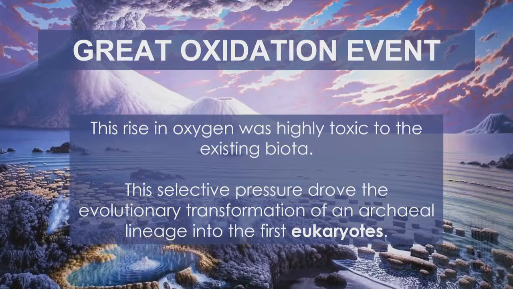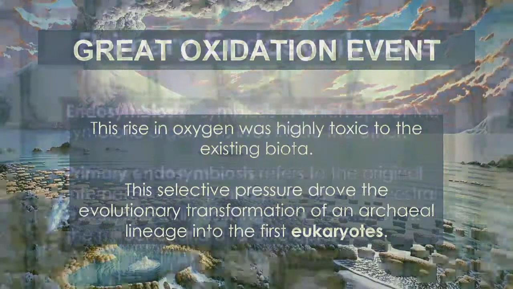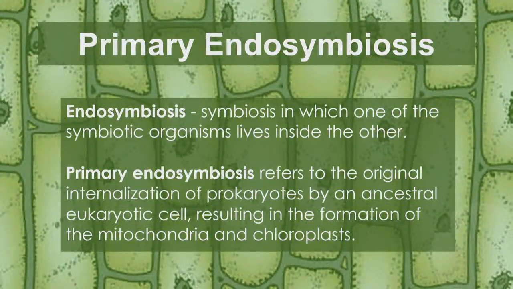So the selective pressure drove evolutionary transformation of the archaeal lineage into the first eukaryotes. And this is important when we're talking about the basic ways life is divided up. You have eukaryotes, prokaryotes, archaea, these different life forms. And so this is what drove evolution into the first eukaryotes. And this is when we get to the idea of endosymbiosis. Endosymbiosis is where symbiotic organisms live, and one symbiotic organism lives inside of the other.